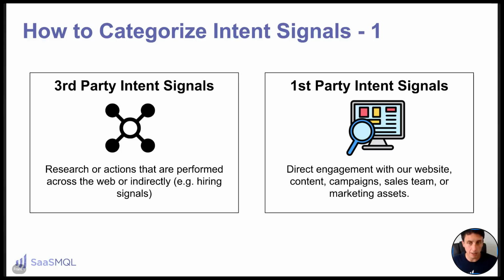But what we're talking about today, and what I believe can really generate a ton of pipeline very quickly, is the first party intent signal. That's what is happening on your website, on your assets, on your content, with your sales team, on your offline events, or anything that you are directly responsible for. These intent signals need to be collected, and many of them are collected automatically, but some of them you have to set up.